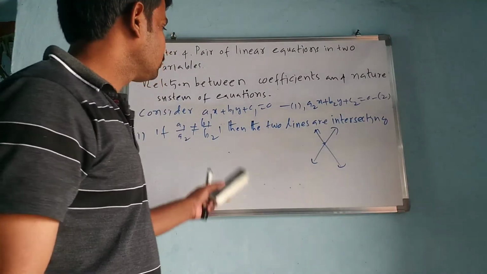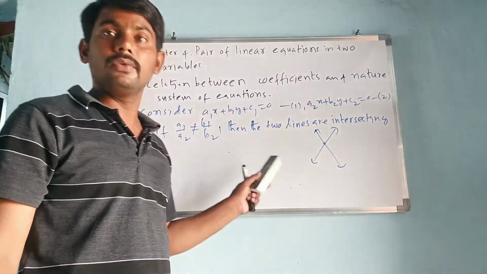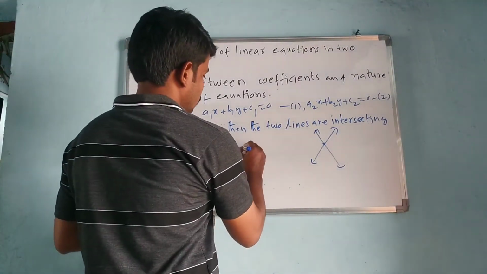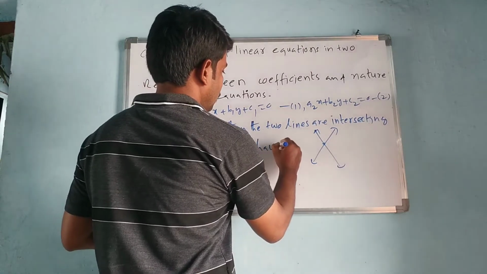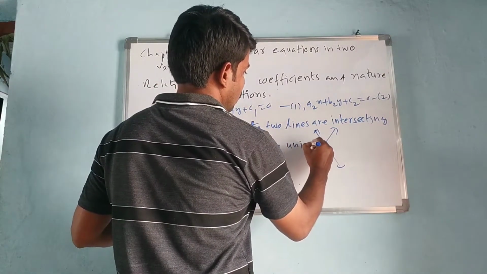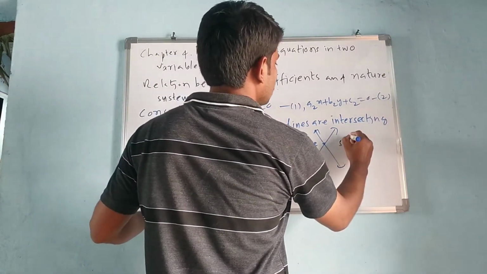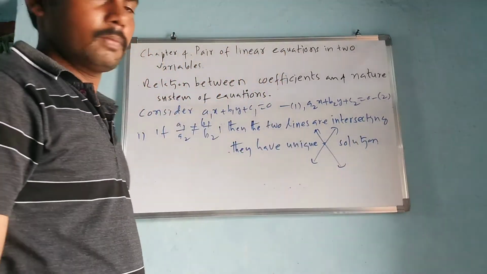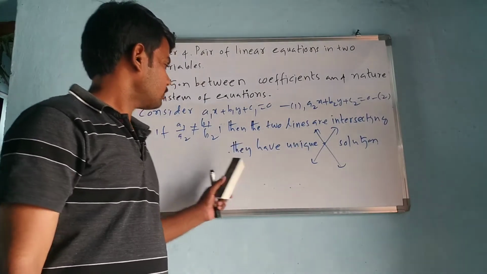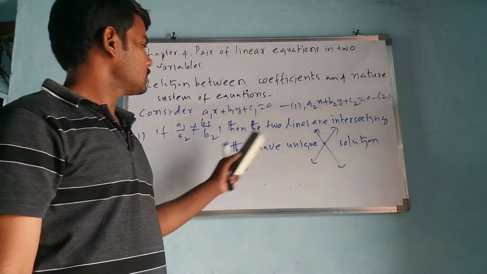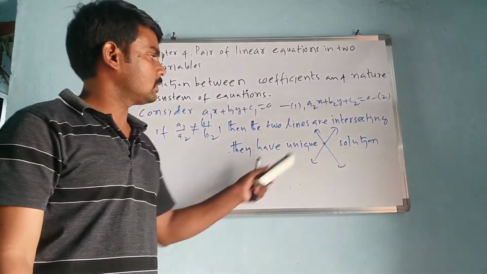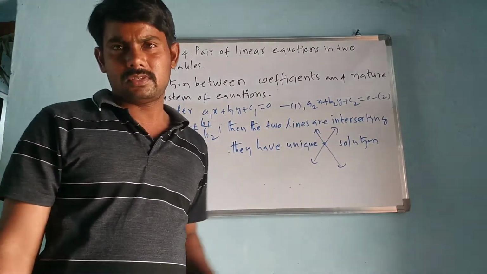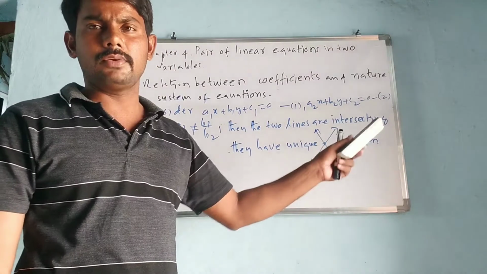So clearly, they have a solution. They have a unique solution. So in this case, we can say that the two lines are a consistent pair of linear equations.